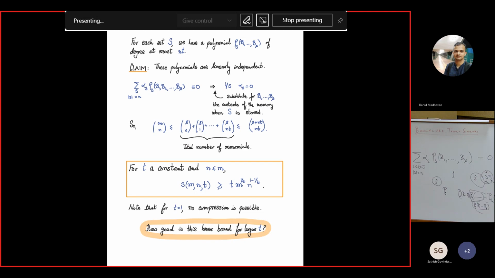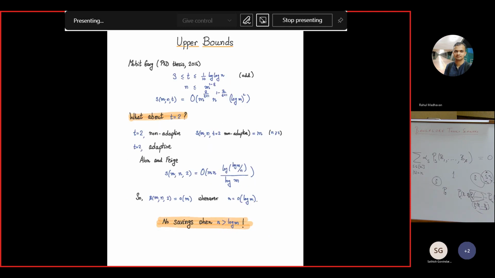But in general, how good is this lower bound? And notice that here the expression 1 over t appears. Mohit Garg, who was a PhD student at IISc, Mumbai, in his thesis showed that instead of 1 over t, it looks like 2 over t. Okay, and then there are some logarithmic factors. So it may be considered okay. So we sort of understand the problem, not exactly.